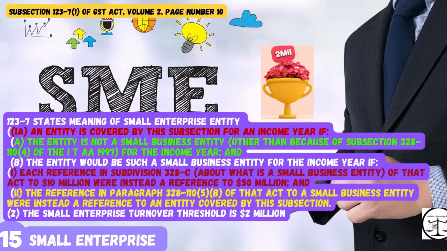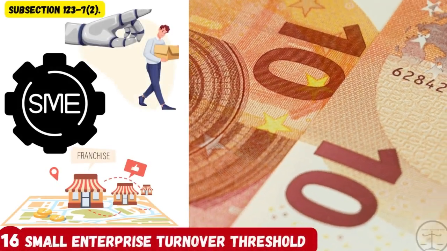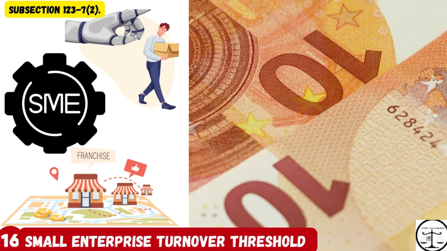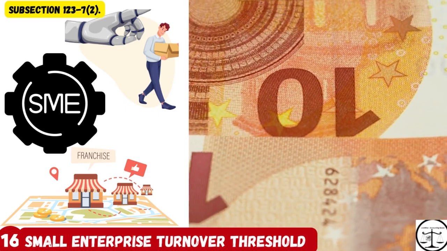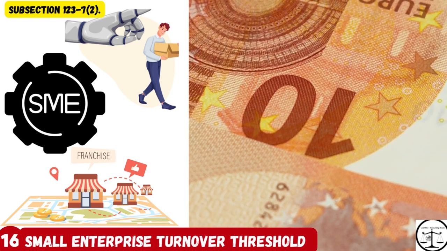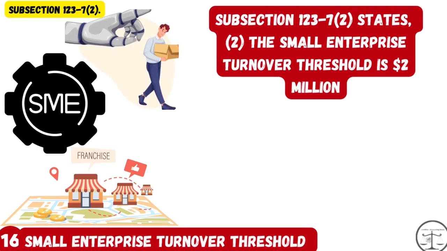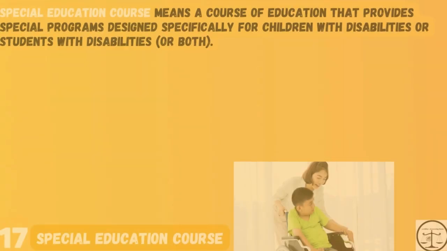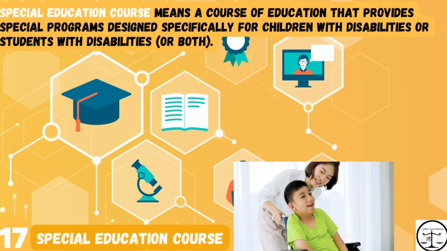2. The small enterprise turnover threshold is $2 million. Next word. Word number 16. Small enterprise turnover threshold has the meaning given by subsection 123-7(2). Subsection 123-7(2) states 2. The small enterprise turnover threshold is $2 million. Next word. Word number 17.